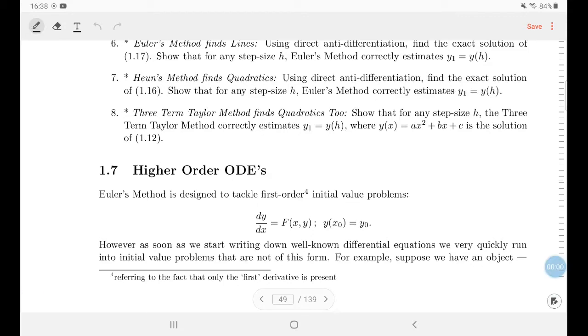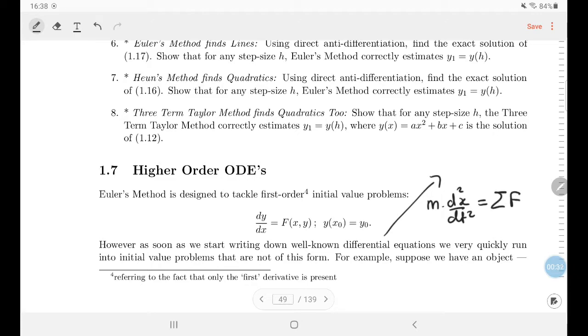Euler's method and Heun's method and three-term Taylor method and four-term Taylor method, which we didn't describe but works kind of similarly. It tackles first-order initial value problems where you have a first derivative. But if you write down any kind of a differential equation, pretty much straight away you're into second-order differential equations. Even if you write down Newton's second law, you're talking about mass times acceleration, which is the second derivative of displacement, equals the sum of the forces.